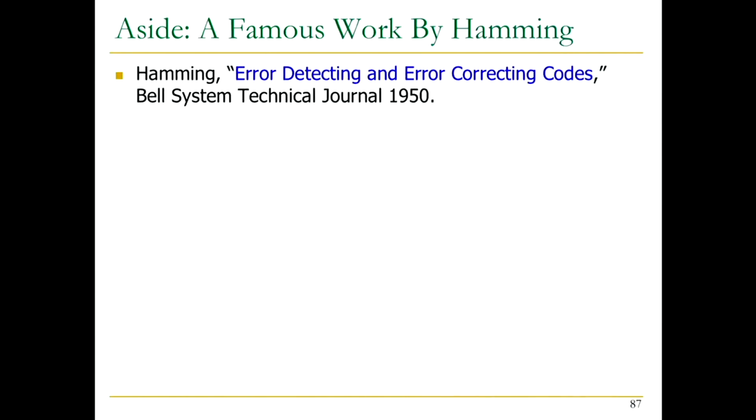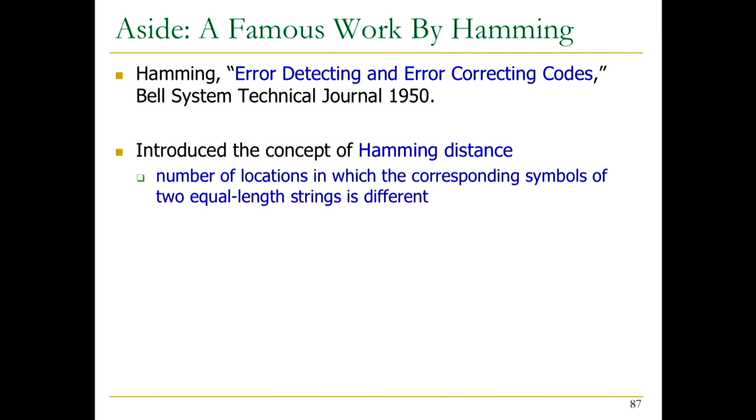So let me finish with this slide in the last 2 minutes. I'll give you an aside over here, and then we will continue tomorrow. We talked about Richard Hamming, and some of you said Hamming distance is what he's famous for, and that's true actually. This is a paper that he wrote on error detecting and error correcting codes. He's actually one of the earliest fathers of error correction and error detection. So he introduced the concept of Hamming distance.